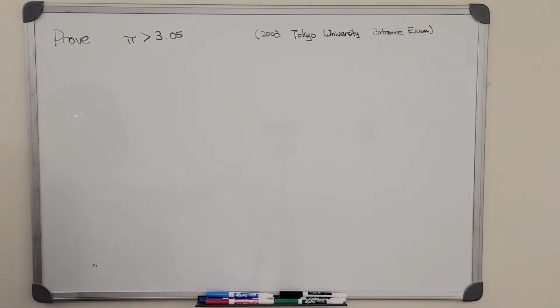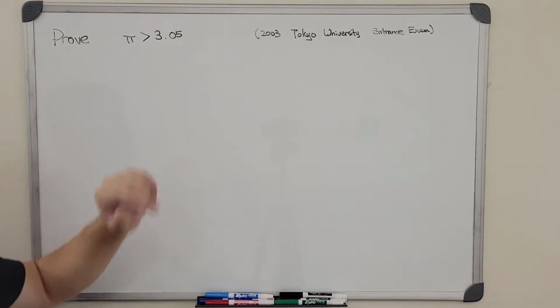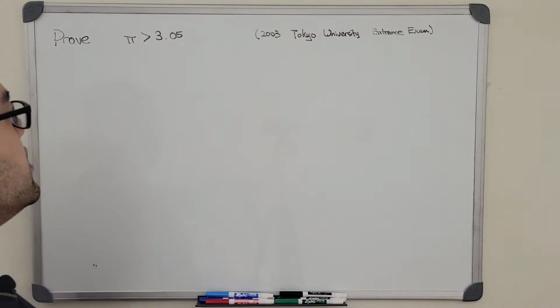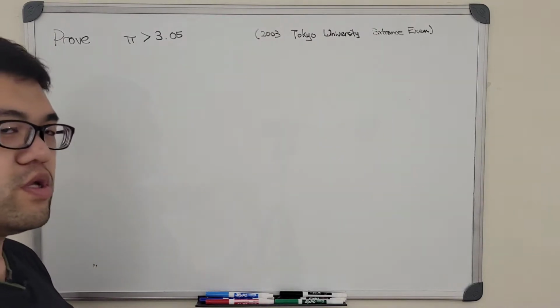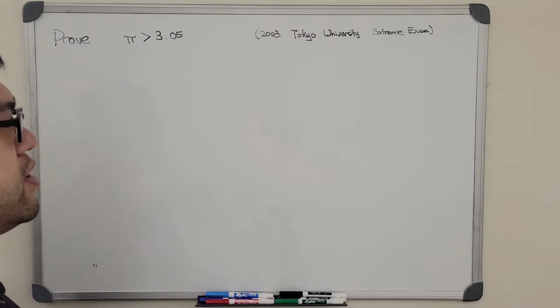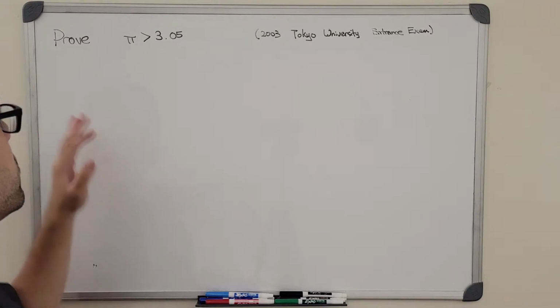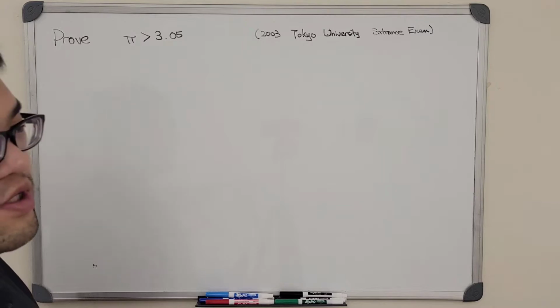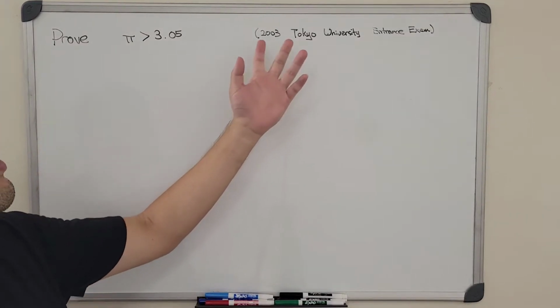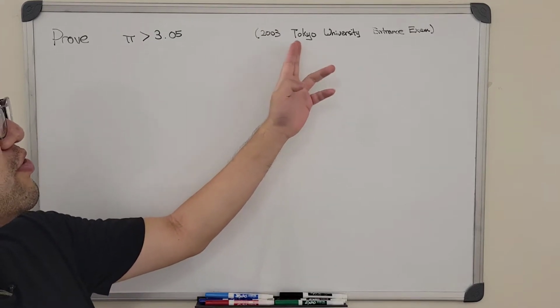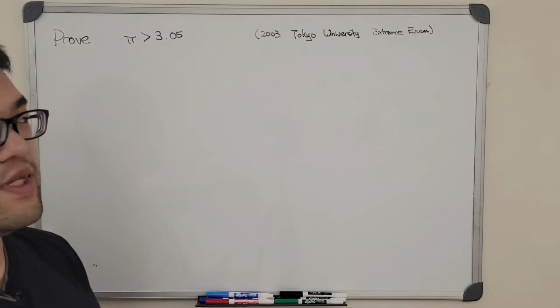We're going to prove that pi is greater than 3.05, and this problem is very easy to understand what the question is asking about, but it's actually a little bit challenging to give a solution because we need to prove it. And this problem is actually from 2003 Tokyo University entrance exam.